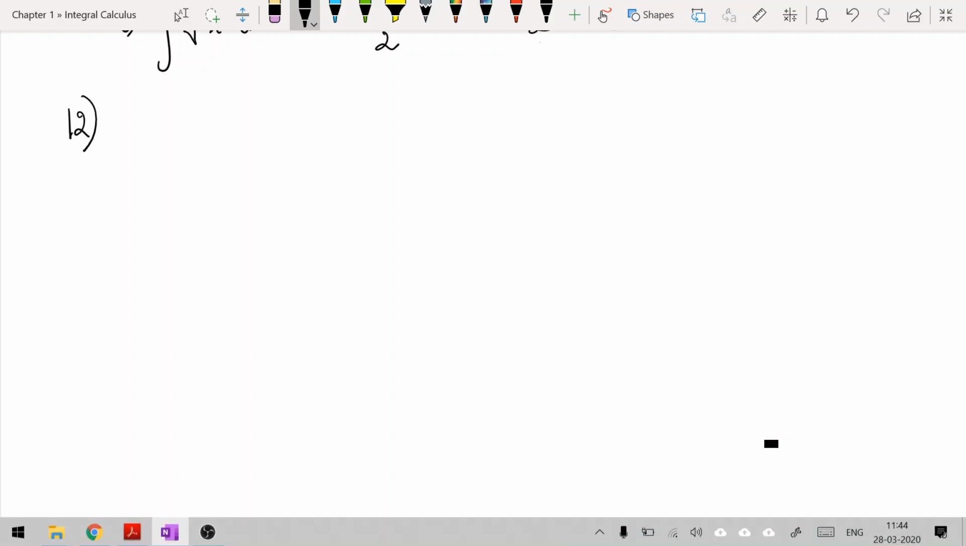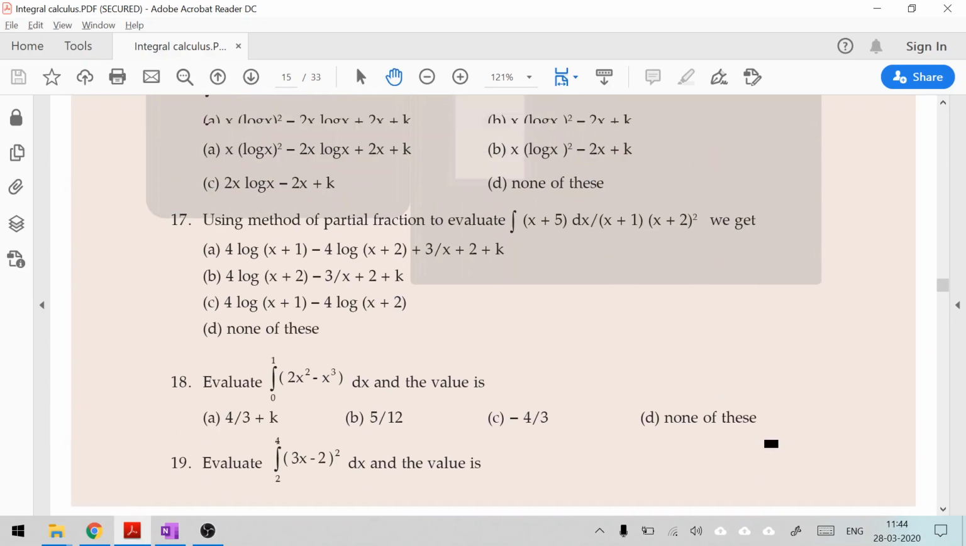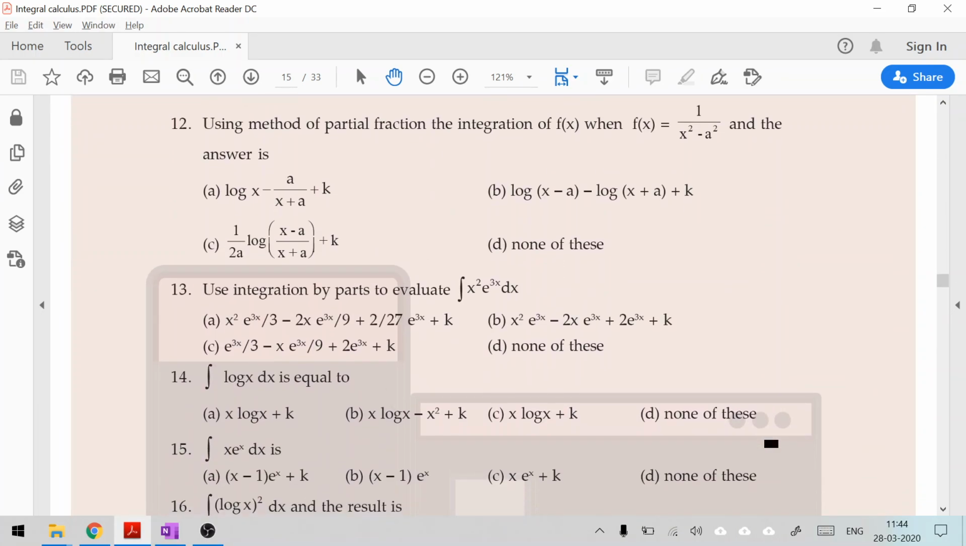Look at question number 12. In question number 12, the question says, using method of partial fractions, the integration of f of x when f of x is equal to 1 by x square minus a square. What will be your answer? This is what the question is asking you.